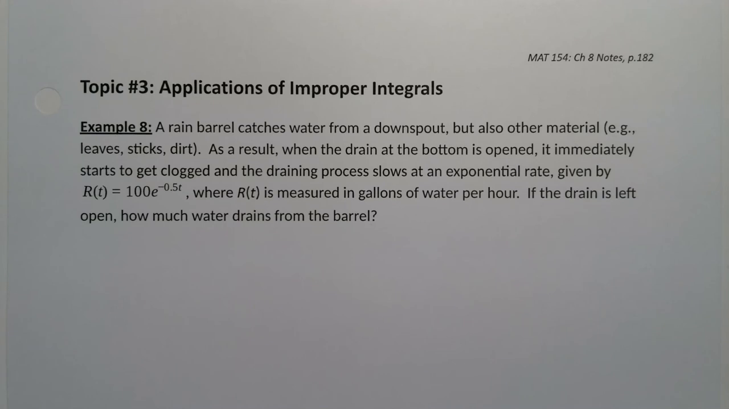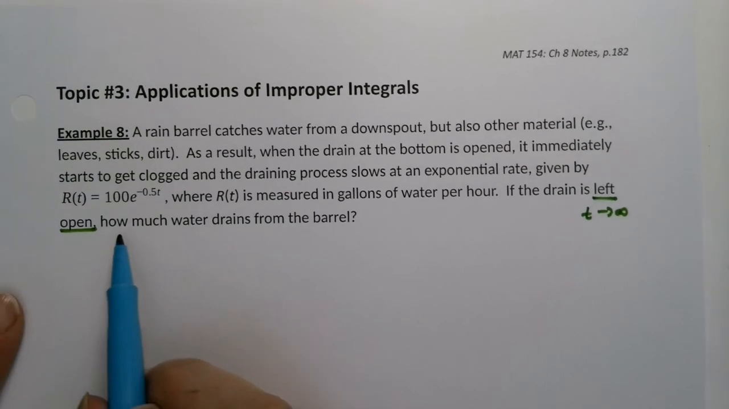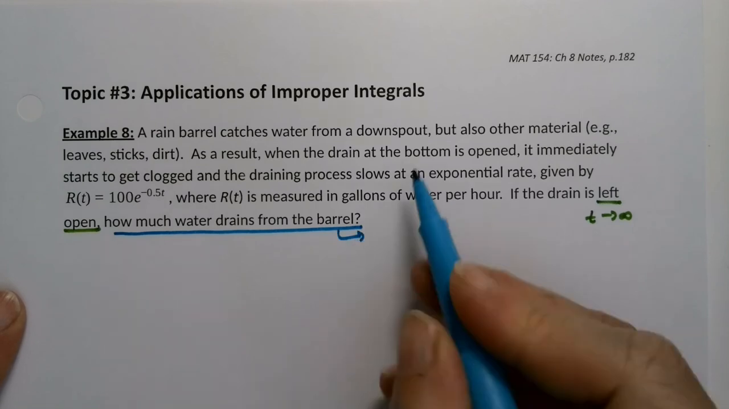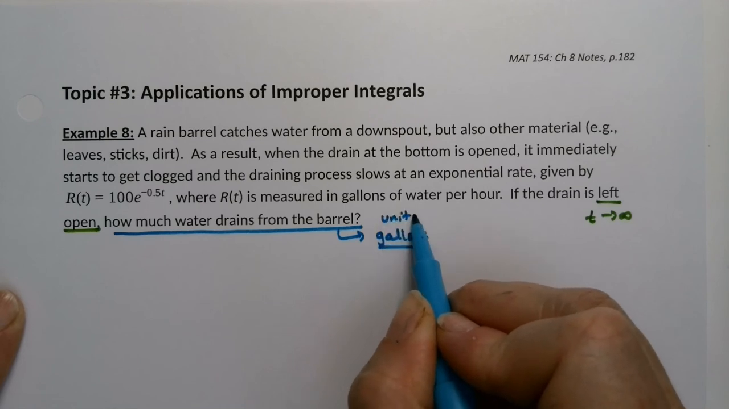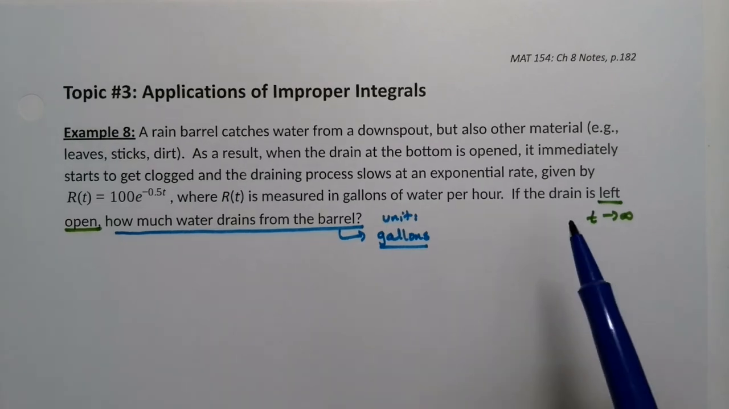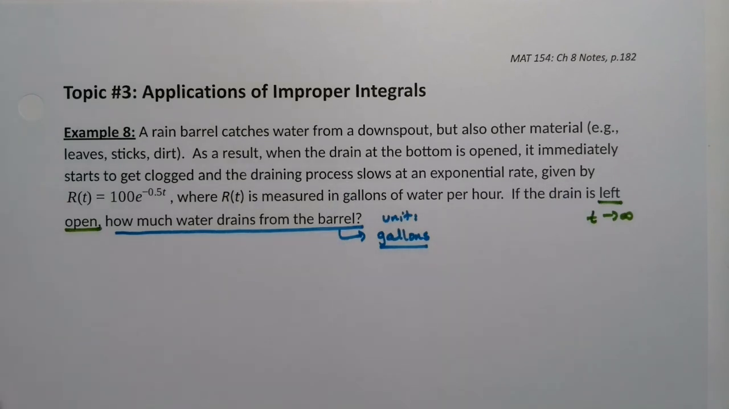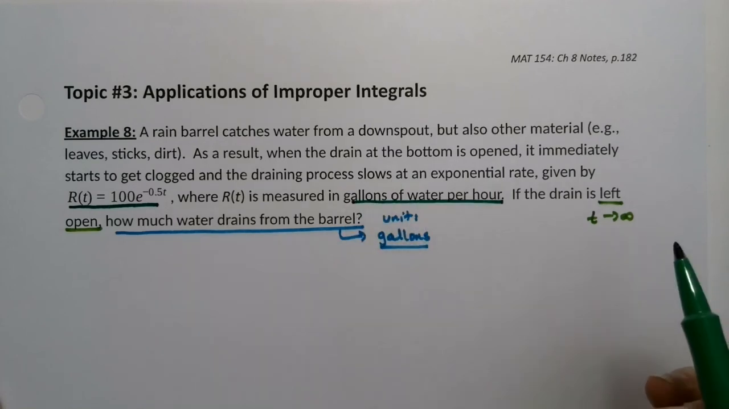Interesting. So you're just going to leave it open forever. Did you catch that? If the drain is left open, in other words, you're letting t go to infinity. You're just going to let it drain forever and ever. How much water drains out from the barrel would be in gallons. That would be your unit. Okay, then let's look at the rate that they gave us. They're telling us that it's getting clogged in the rate of drainage right here, and it's in gallons per hour. See that?